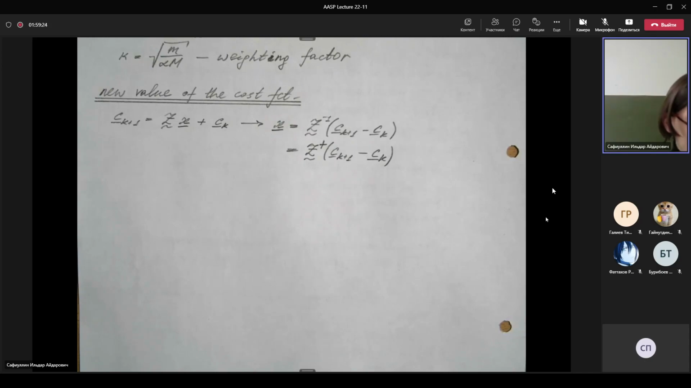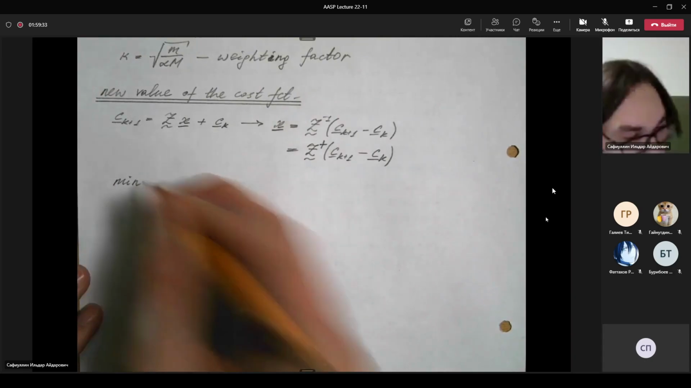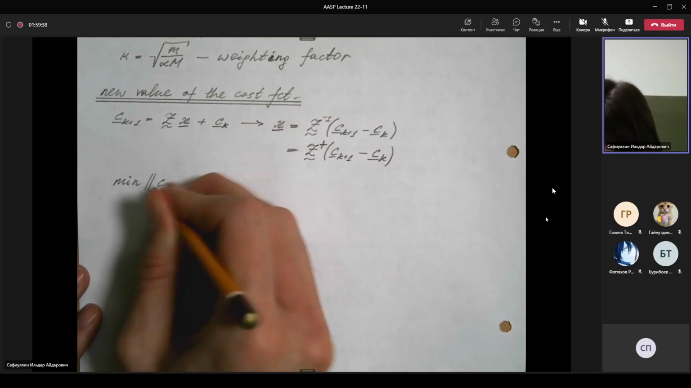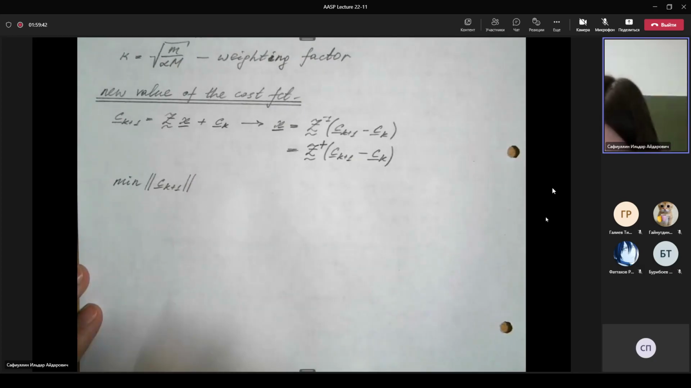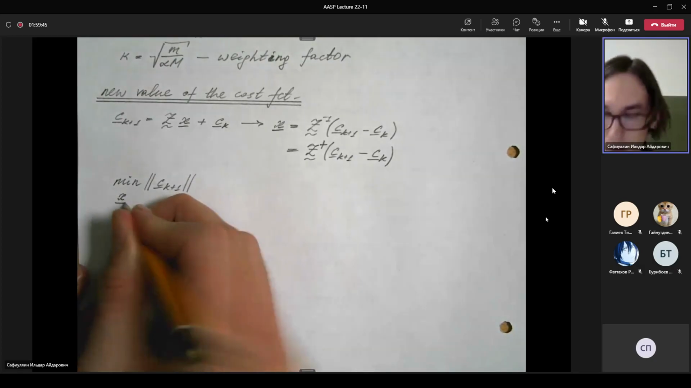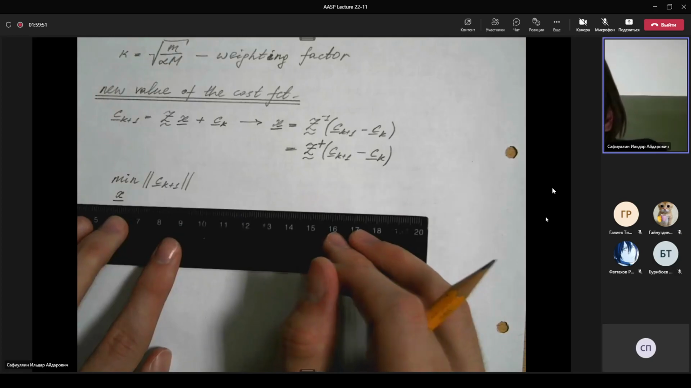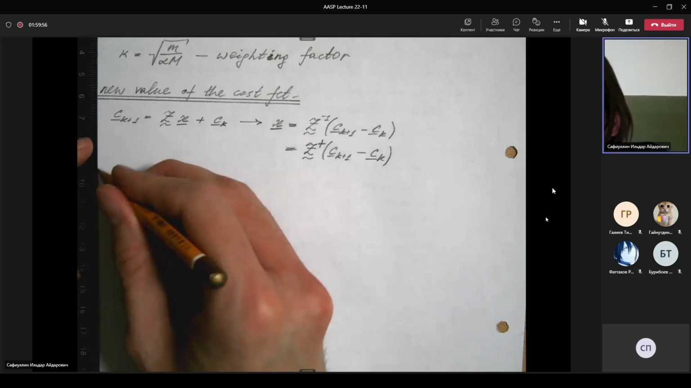And here we need to minimize the 2 norm of this next step of a cost function with respect to vector x. In this case, let me put this minimization into a box.